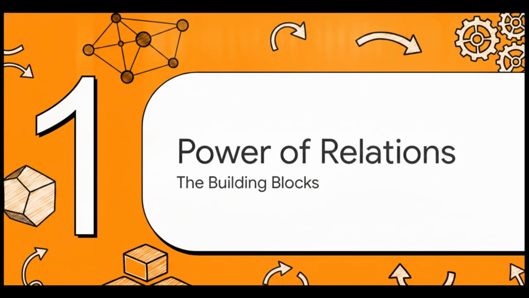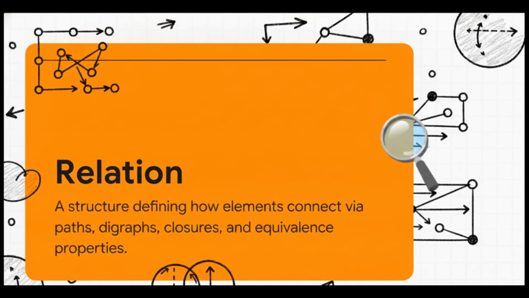All right, Section 1, the power of relations. Let's look at the basic building blocks. So, in discrete math, a relation isn't just some vague, hand-wavy connection. It's a very strict set of rules defining exactly how different elements interact with one another. We map these interactions out using paths and digraphs, which, if you remember, are essentially directional maps showing what points to what. We also deal with different types of binary relations, plus equivalence relations that group together elements sharing identical properties. Ultimately, these rules dictate the very nature of connectivity in absolutely any network.